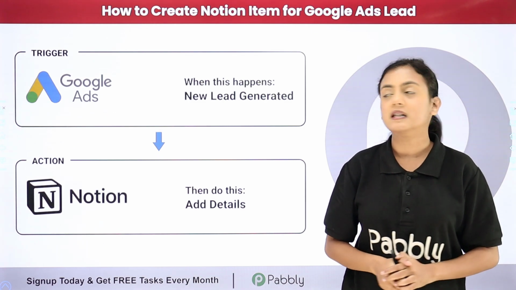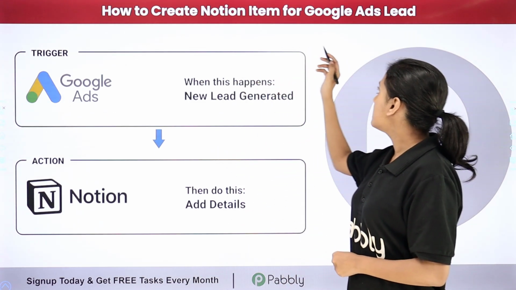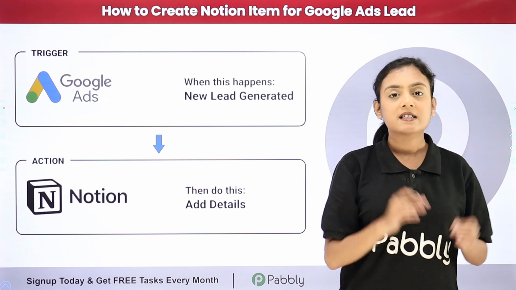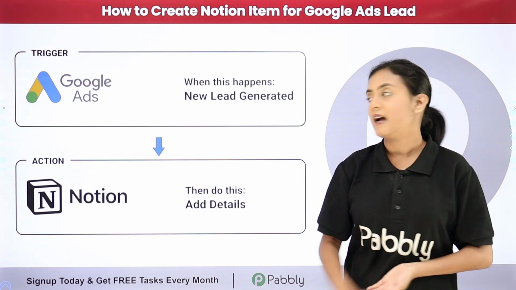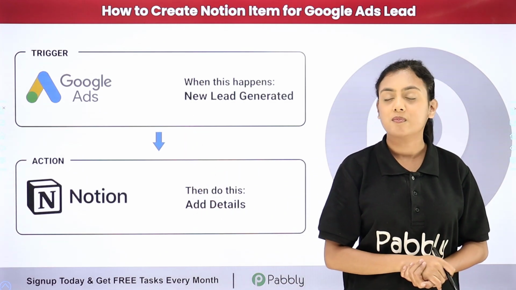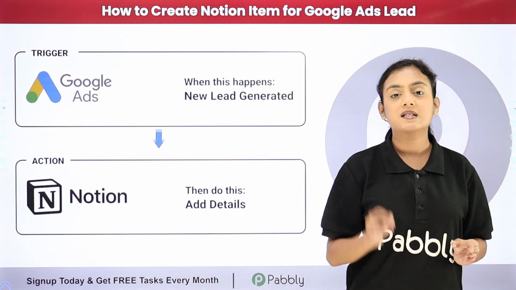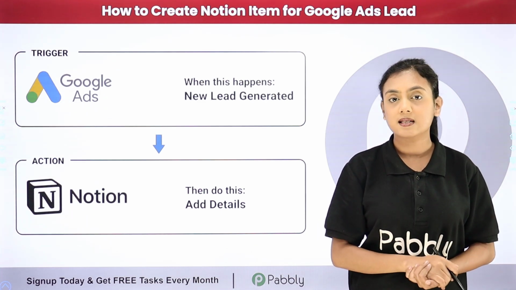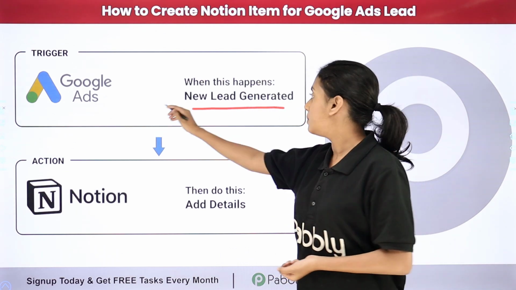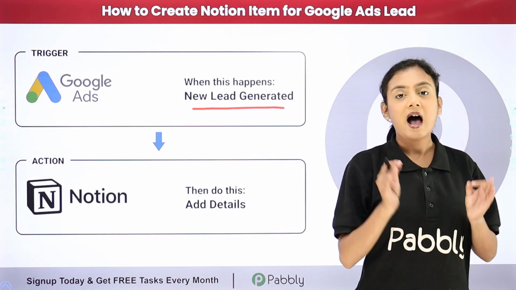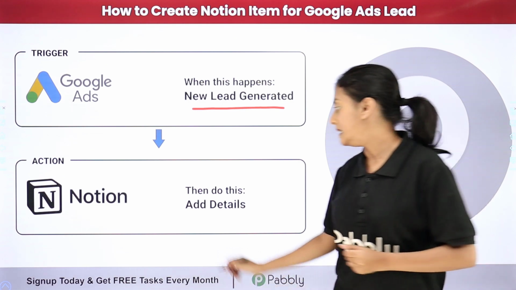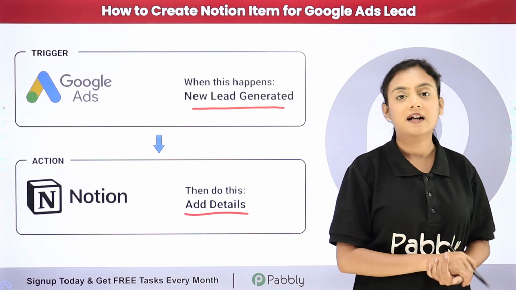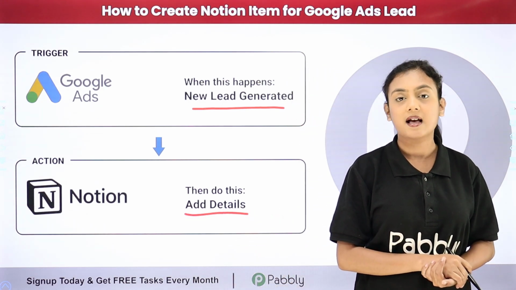In this video we're going to learn how to create Notion item for Google Ads lead. So I am an owner of a skincare brand and using Google Ads I promote my business. Here what I want is that as soon as a new lead is generated using Google Ads from one of the potential customers or clients, I want to create the record of that lead's details in my Notion database. I want to add the lead details in my Notion database as an item.